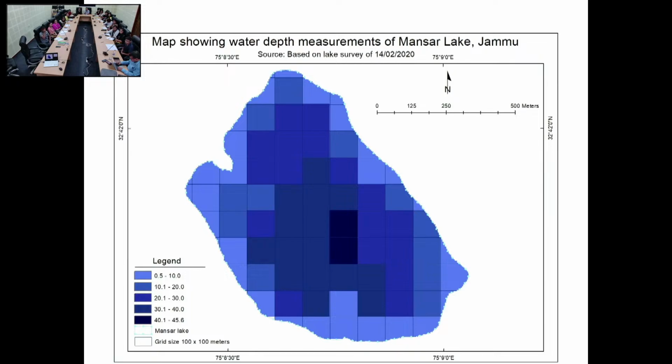If we do simple mapping, then we can say that the dark one, the water depth is 40 to 45.6 meters, so it is very deep. So it depends on our study, what type of study we actually need. We can customize our study and fulfill the objective.